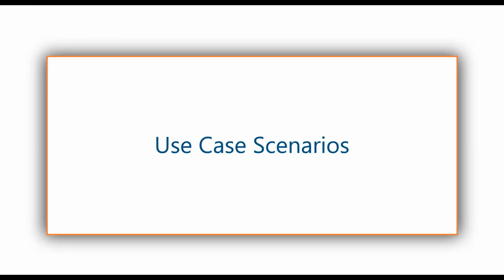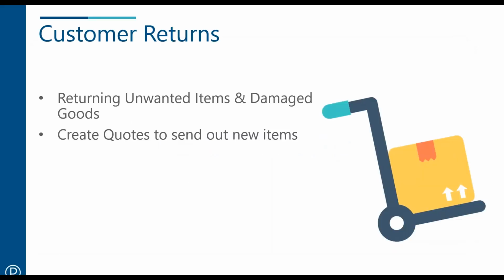So let's first take a look at some use case scenarios of where problem records could come in handy. One scenario where problem records could help manage your customer service process is for customer returns. Sometimes you may find that customers need to return items because they're either unwanted, not what they expected, or even damaged. It's important to record all conversations regarding this particular issue, which the problem record allows you to do. Furthermore, you may need to send out a replacement product to the customer, which can be done using the quoting functionality under a problem record.